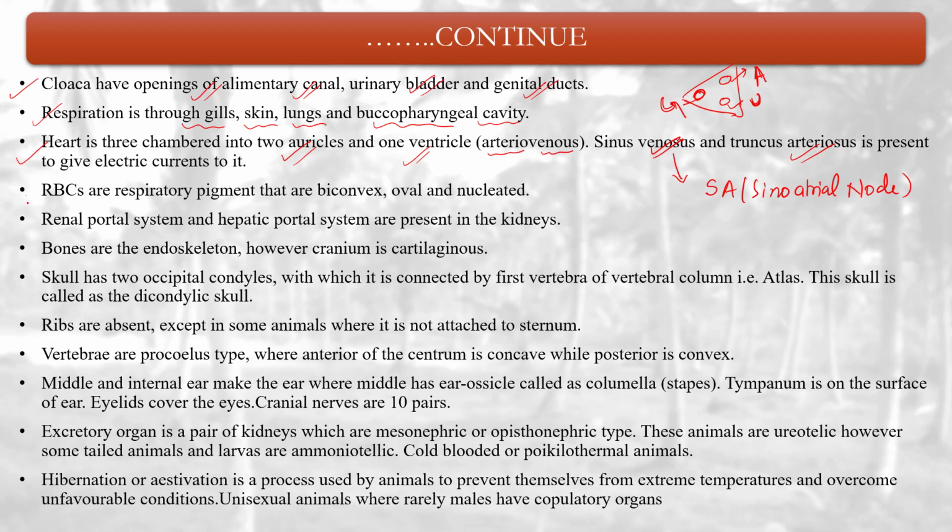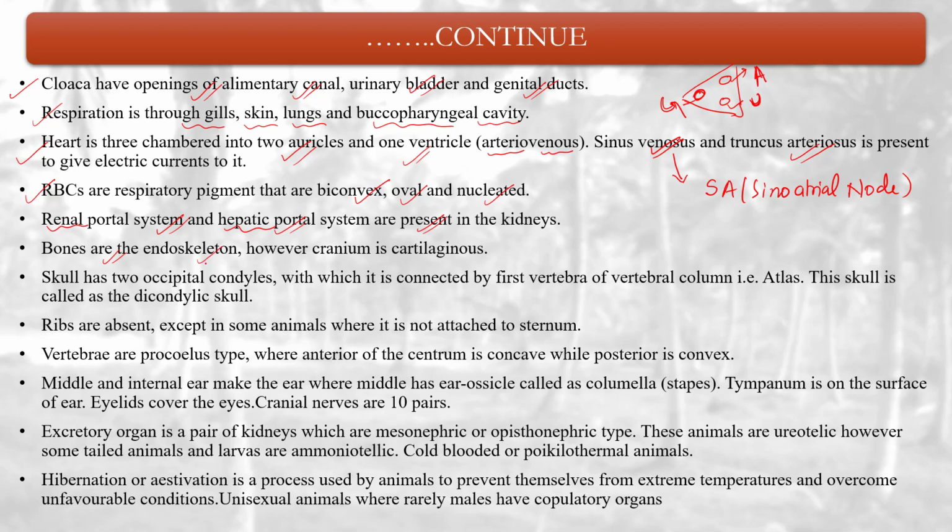RBCs contain respiratory pigment, and they are biconvex, oval, and nucleated. Either they are biconvex, oval, or nucleated. In case of humans, the RBCs are biconcave. So please remember these terms. Renal portal system and hepatic portal system are present. Yes, it is present in the kidneys. Renal portal system and hepatic portal system are also present.